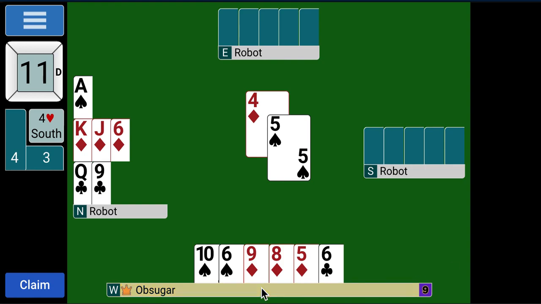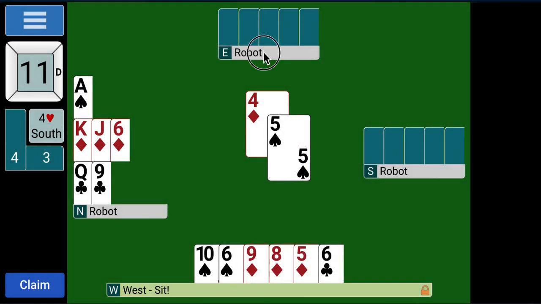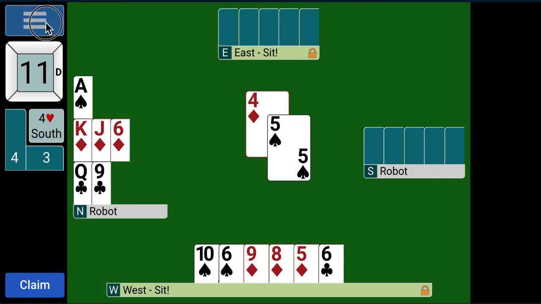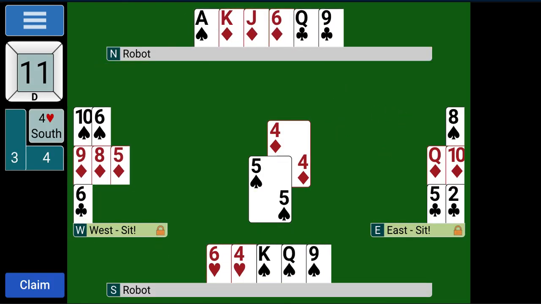Let's see, I'm going to move over to East. Change the teaching options. Looks like this will be the last one for the day. But I think we're moving sort of in a different direction here, right? We're starting to use what we've been talking about. I'll sit East.